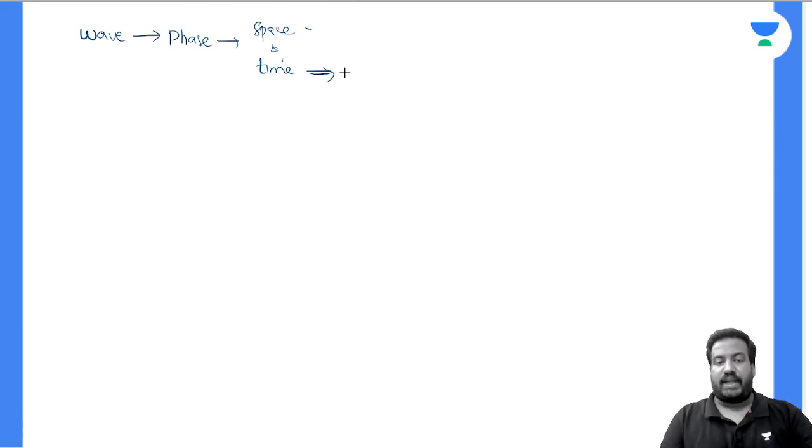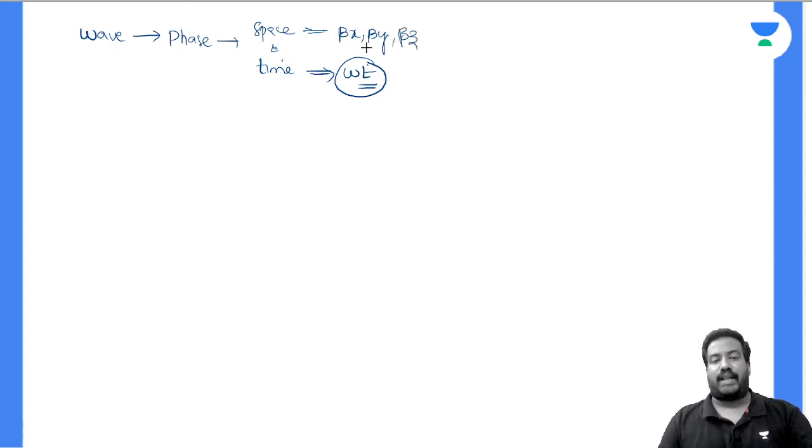The time variation is given by omega t. Omega t will give you the time variation. Beta x, the wave is propagating in x direction. Beta y, it is propagating in y direction. Beta z, propagating in z direction, gives you spatial variation. How will omega t give you time variation?